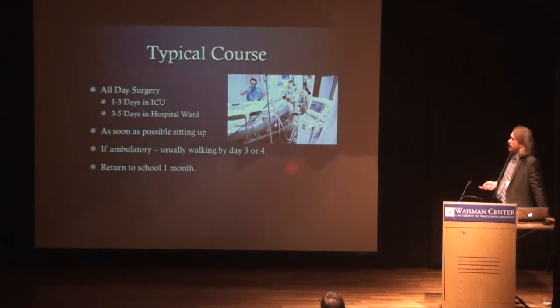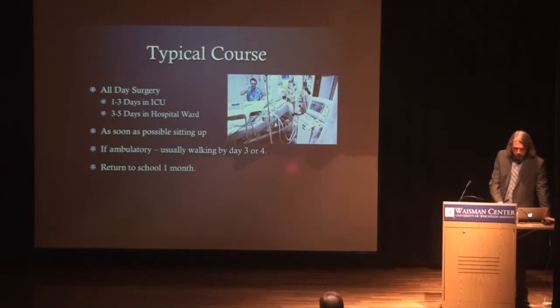The typical course is a few days in the ICU, and usually about a week to 10 days in the hospital. Probably 3 days is the quickest anybody has left, and probably a week is average. We get them sitting up as soon as possible, so if their breathing tube comes out after surgery, usually the next day in the ICU we have them sitting up in bed. If they're ambulatory, usually we have them walking by day 3 or day 4, and most of the kids are able to return to school about a month out from their surgery.